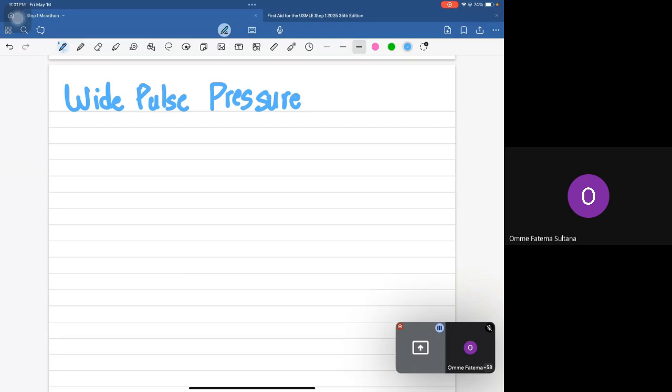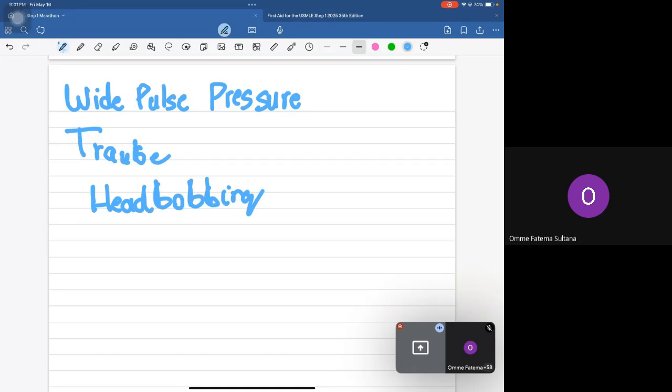Now, what is the pistol shot femoral pulse? It is also known as Traube's sign, right? It means that a loud snapping sound will be heard over the femoral artery, right? And then there would be head bobbing as well. So these are all the different ways they are going to test the aortic regurgitation murmur, right? All of these things can come when they want to test aortic regurgitation.